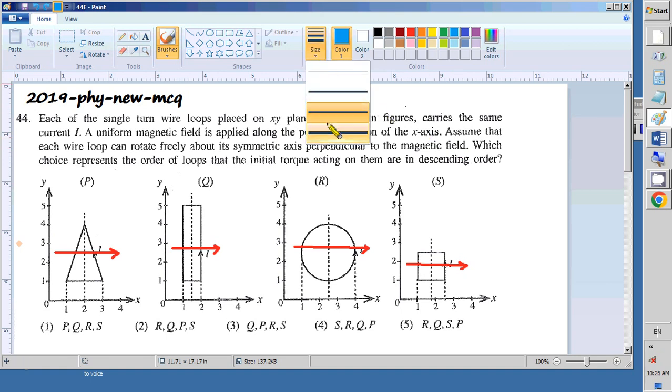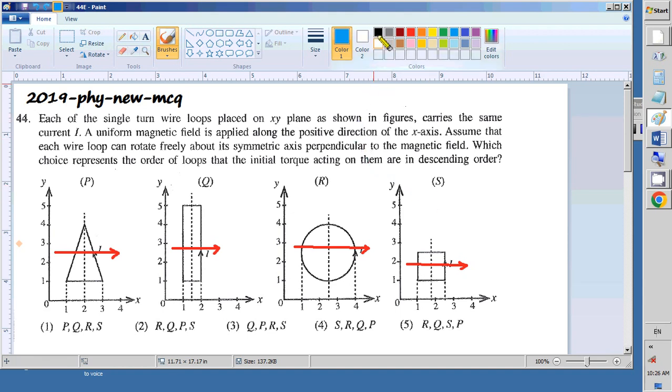Now let's go to the question. Assume that each wire loop can rotate freely about its symmetric axis perpendicular to the magnetic field. The magnetic field is this way, the perpendicular direction is this way. Which choice represents the order of loops such that the initial torques acting on them are in descending order? Descending means we have to write the largest one first.